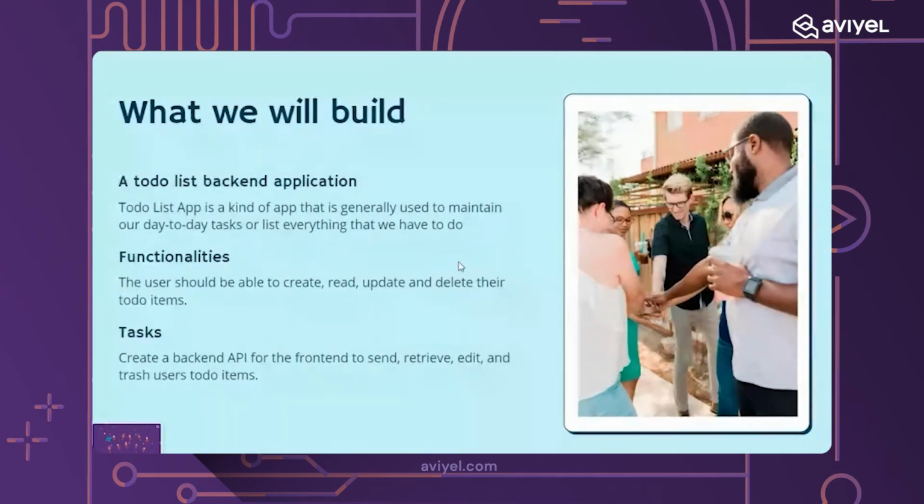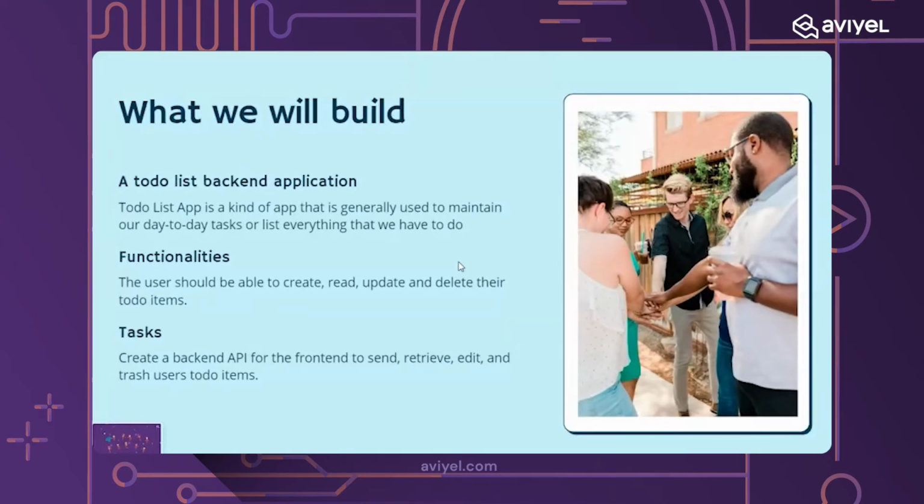So you can use your to-do list application to break down what you are going to achieve today, what you are going to do tomorrow or for the week, the month, and what are the functionalities that we are going to be implementing in our to-do list. So the user should be able to create, read, update, and delete their to-do items. If you remember, these are the things that I mentioned about RESTful API.